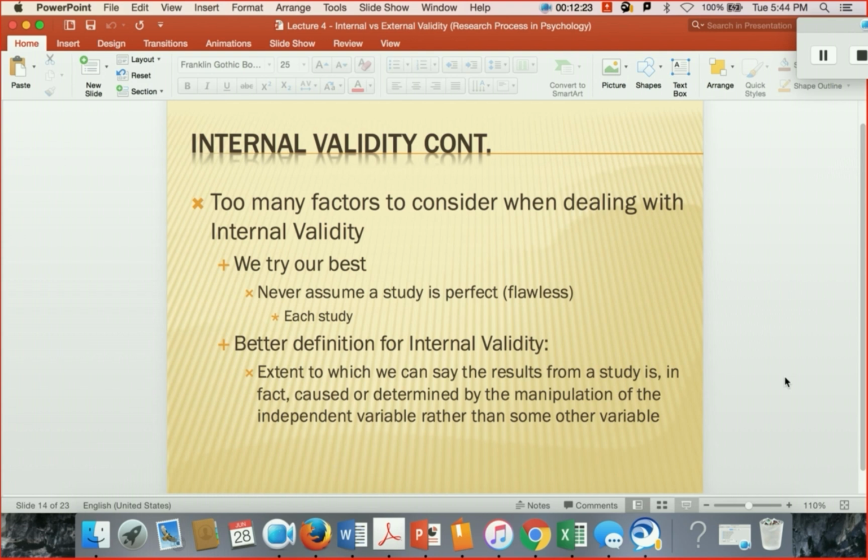So here, at the end of the day, we can't worry too much about internal validity, but we should worry enough to try to do our best. There is no project out there that's flawless. Your projects will never be flawless. Each study is different. Each study needs to be considered its own beast. Why? Because each project is its own individual project, and it comes with a new set of problems and a new set of issues that you need to address.